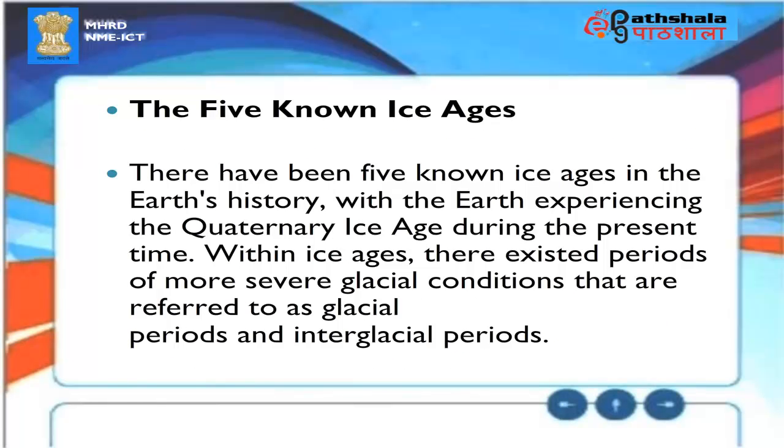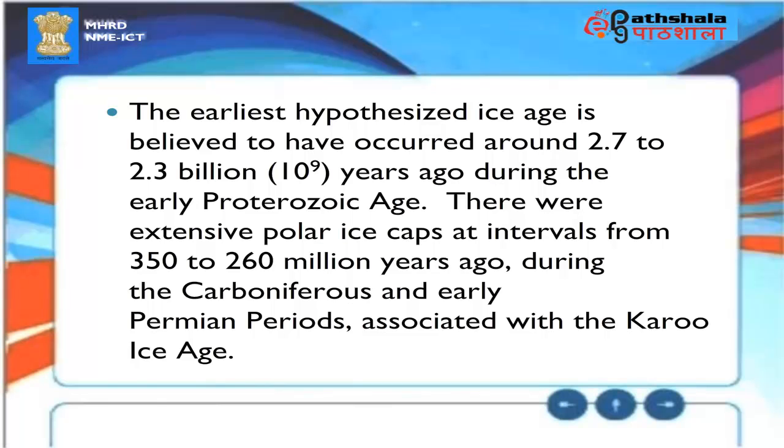The 5 known ice ages. There have been 5 known ice ages in the Earth's history, with the Earth experiencing the Quaternary Ice Age at the present time. Within ice ages, there existed periods of more severe glacial conditions that are referred to as glacial periods and interglacial periods.